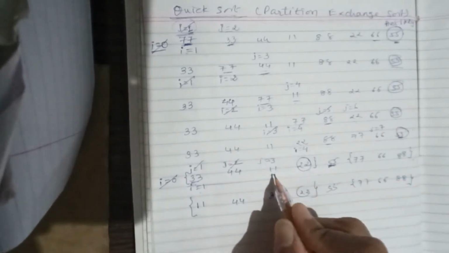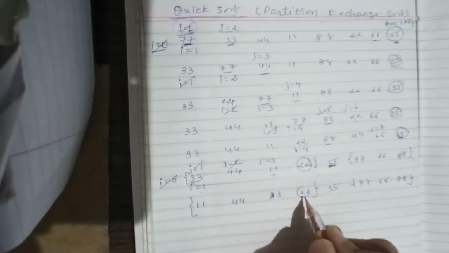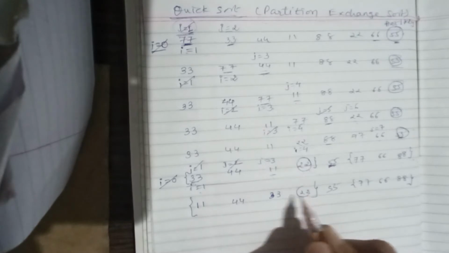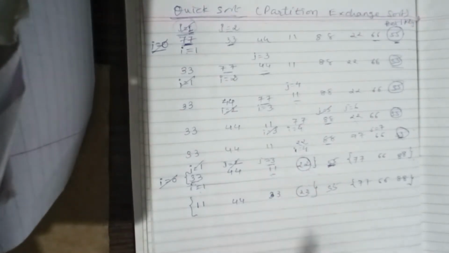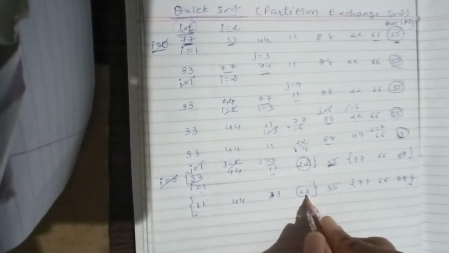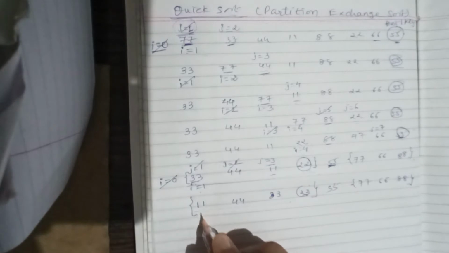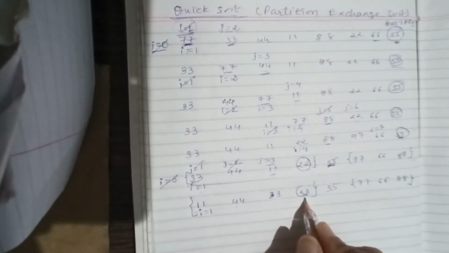Now j gets incremented by 1, but as we know j can go up to the UB minus 1. So our UB is 4, so j can go up to 3. Now the entire partition has been scanned. So at the end of the scanning we get the final position of this pivot value, and that position is I plus 1 position. Our I is pointing to 1, so 1 plus 1, 2. The position number 2 is the final position for this pivot value.